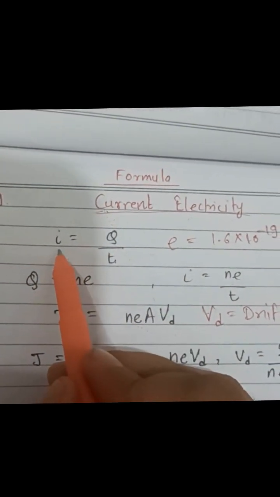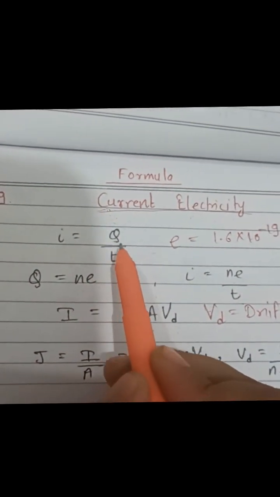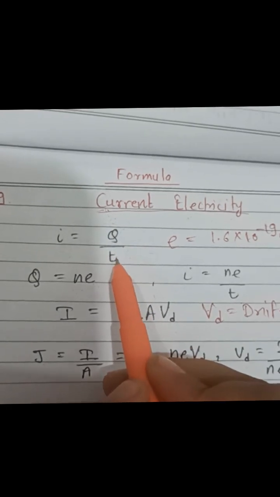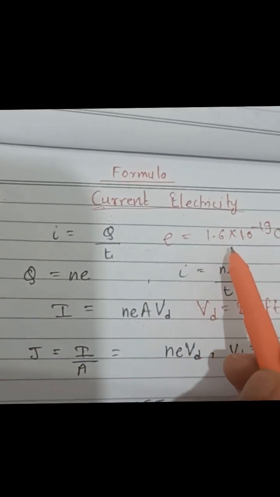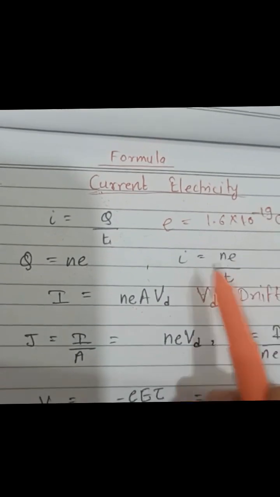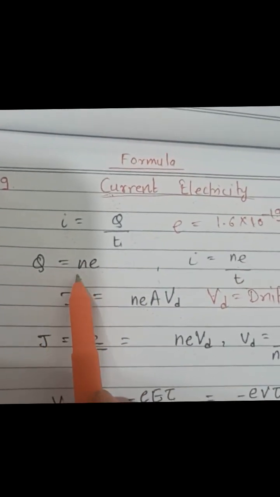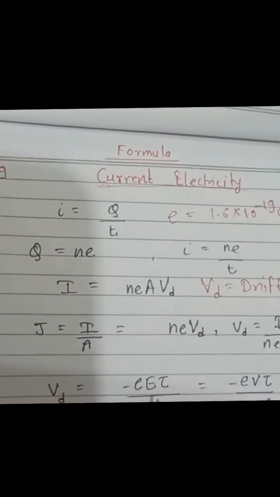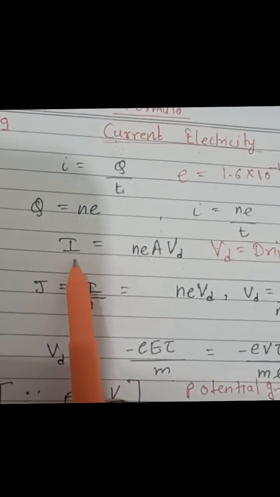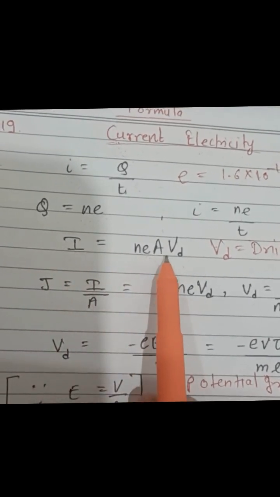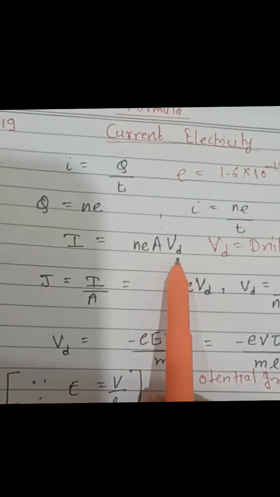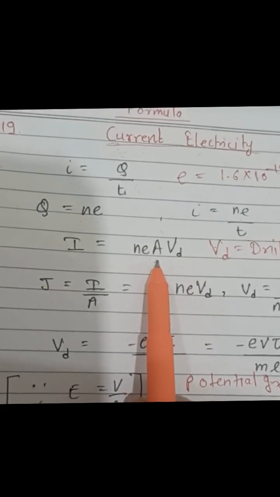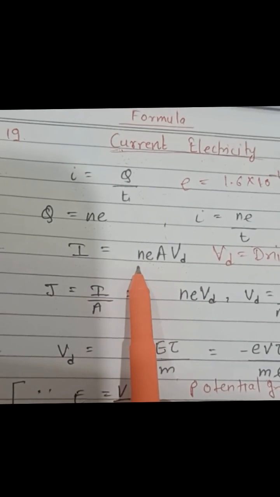The formula is I equal to Q by T, that is the rate of flow of charge. Here e equal to 1.6 into 10 to the power minus 19 coulomb, and Q is equal to N, the number of electrons, into e. And the second relationship is I equal to NeAVd, where Vd is the drift velocity, A is the cross sectional area of the conductor, and N is the number of electrons.